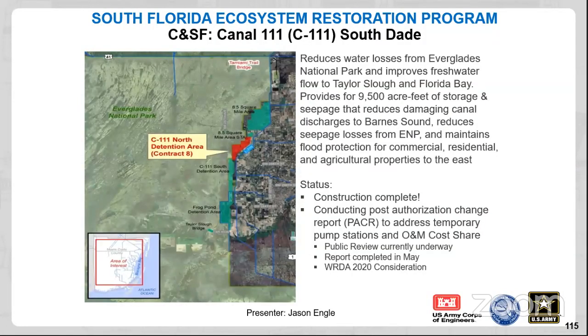The first project, and Brenda covered this earlier, is the C-111 South Dade project, which is complete. As those who have been involved in this program know, this was a long road. We're operating this system, and it's making a real difference. Right now, we're conducting what's called a post-authorization change report to address temporary pump station 332 pump stations in the southern part of this project. Public review of that is underway. We completed the report in May, and we expect it to be considered in WRDA 2020.